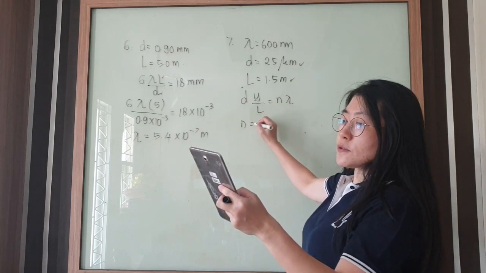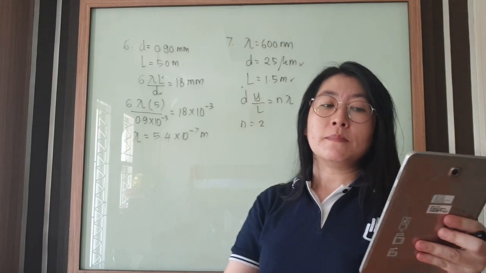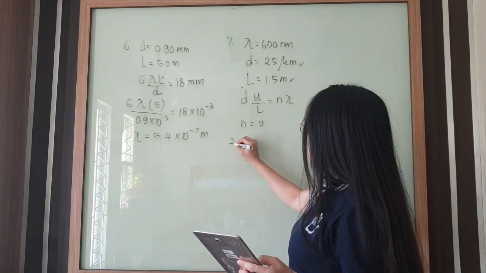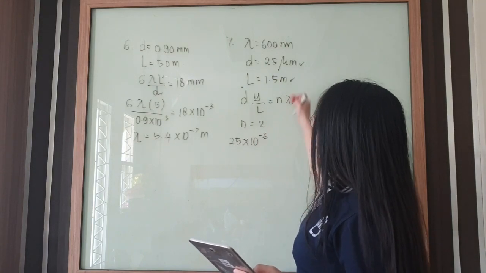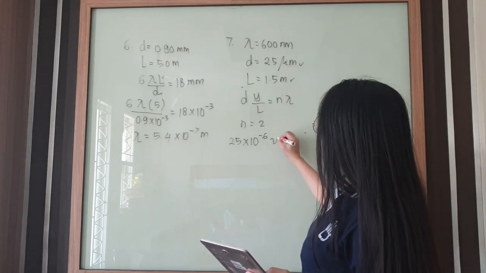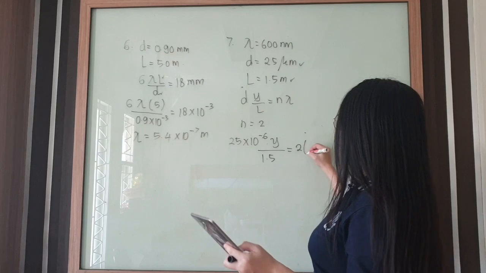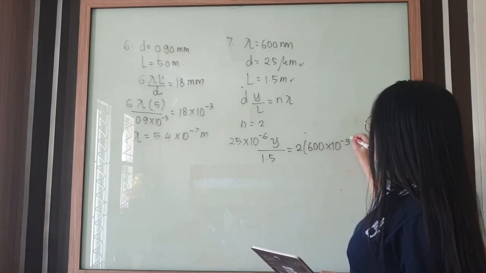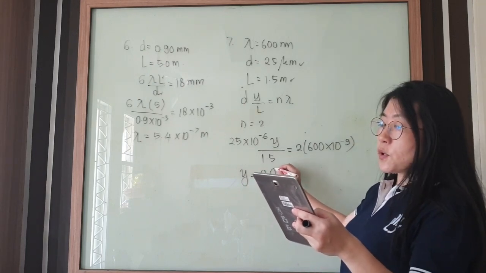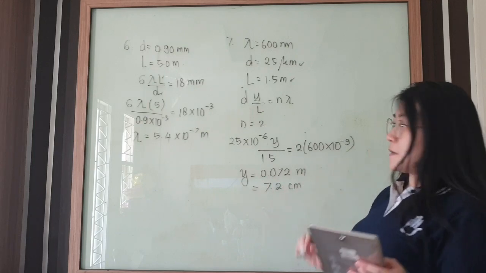This n is equal to 2 because we want to find the distance from the second minimum to the central bright fringe. So I guess we have 25 times 10 to the minus 6, multiplied by y divided by L, 1.5, equals 2 times 600 times 10 to the minus 9. So you can find y, which will be 0.072 meters, or it is equal to 7.2 centimeters.